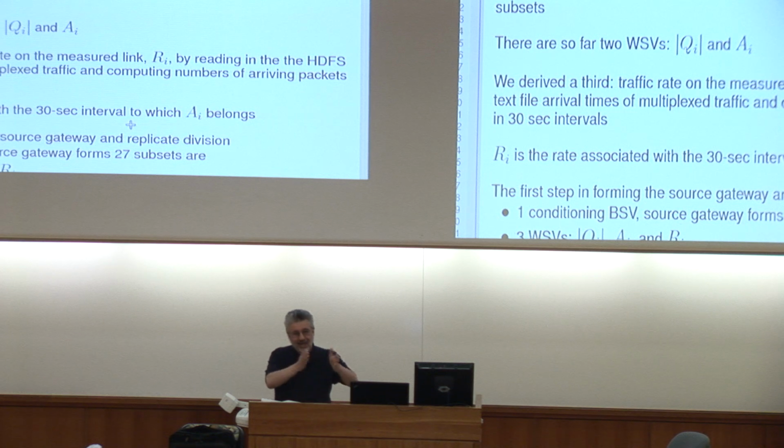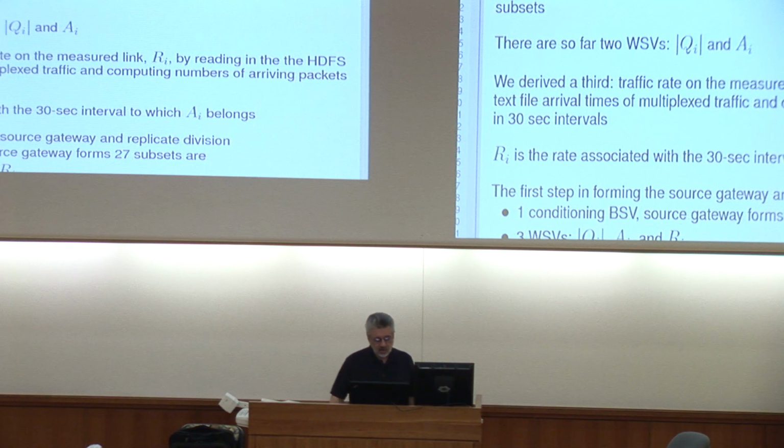So you take the counts in every 30-second interval across the whole data set, and then you say, okay, here's my jitter value, here's the time it occurred, I will find out what interval it's in, and then I'll take that 30-second interval as being the rate associated. That's the R sub I, which is associated with this particular J, the J sub I. So what do we have as a result of all this? We have 3 within-subset variables: the absolute jitter, the arrival time of the jitter, and the rate on the measured link at that time.